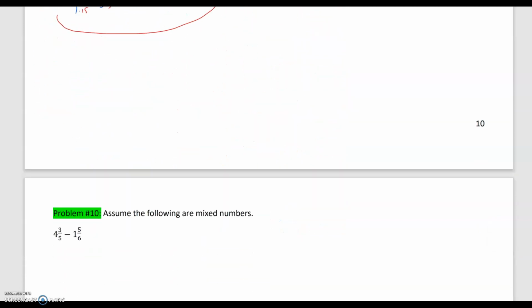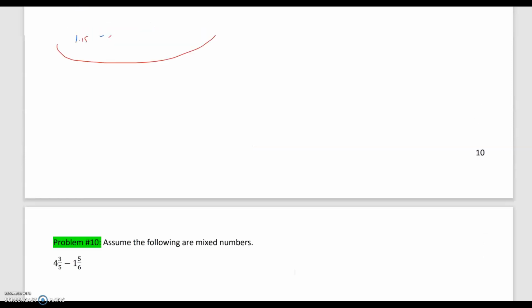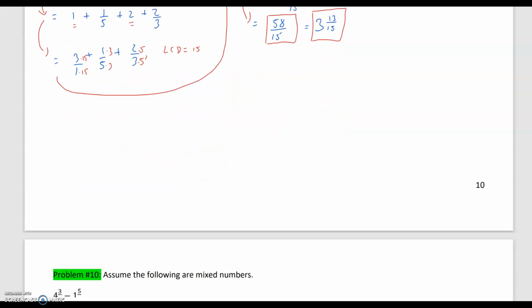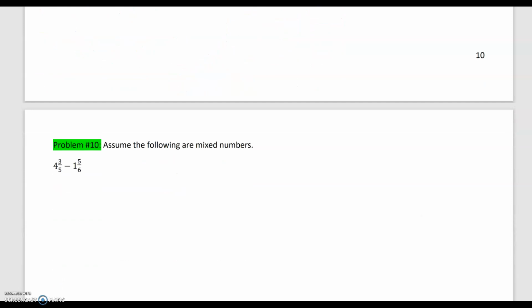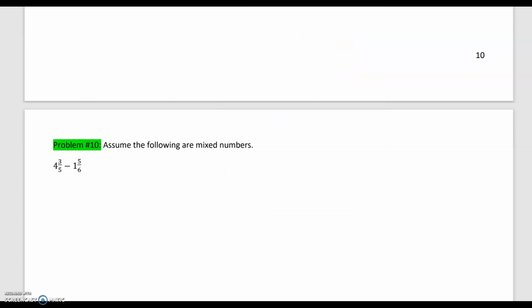And in problem 10, notice that you have a subtraction. So we are going to need these parentheses. And this is because you're subtracting both of the numbers. So let me just rewrite them and put the parentheses there so that it's clear. So this is 4 3/5 minus 1 5/6. And then I'm going to put the parentheses there.